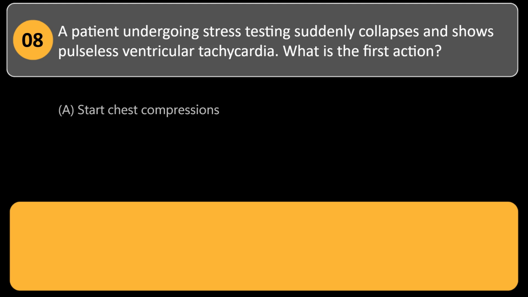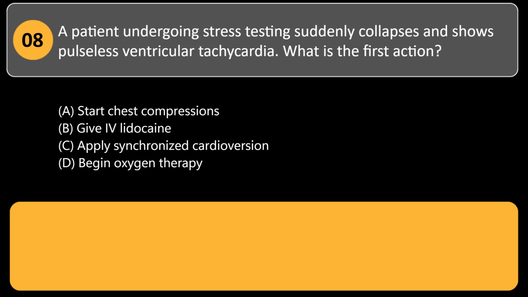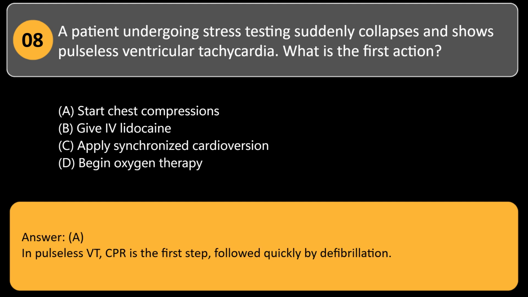A patient undergoing stress testing suddenly collapses and shows pulseless ventricular tachycardia. What is the first action? A. Start chest compressions. B. Give IV lidocaine. C. Apply synchronized cardioversion. D. Begin oxygen therapy. Answer, A. In pulseless VT, CPR is the first step, followed quickly by defibrillation.